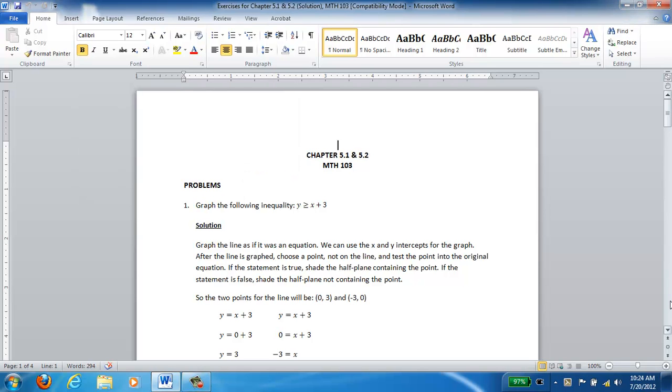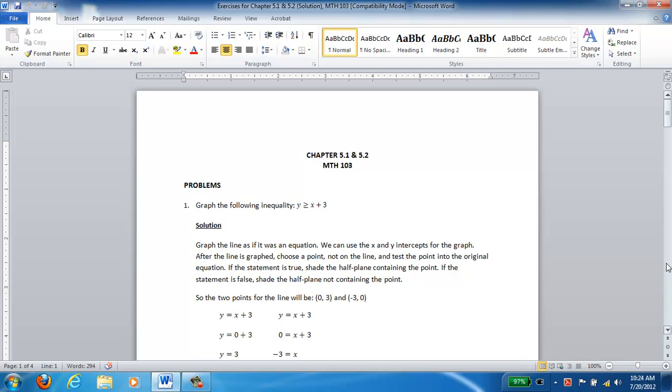Okay, let's look at some of the solutions for the problems from 5.1 and 5.2, graphing linear inequalities. First, graph the following linear inequality: y is greater than or equal to x plus 3. Following the steps that we outlined, graph the line as if it were an equation. You're going to use a solid line as the border region.